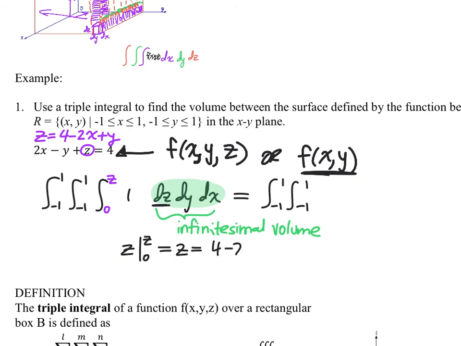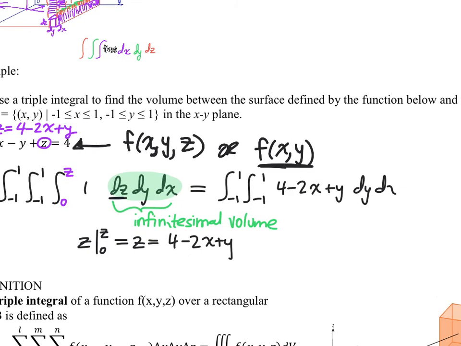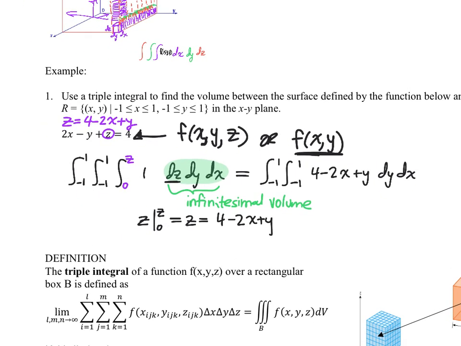So what this ends up being is equivalent to the integral from -1 to 1, from -1 to 1, of z, which in turn is equal to 4 minus 2x plus y, dy dx. All right, so what we're actually doing here is applying the step prior to the double integral. Because the last problem, what we would do is we would just jump off with this.